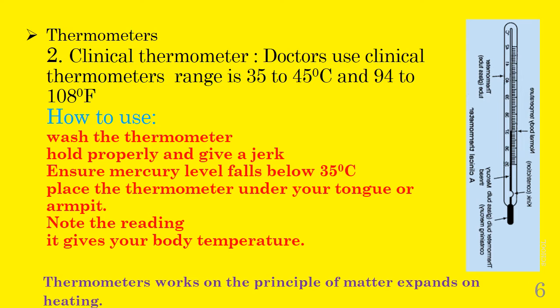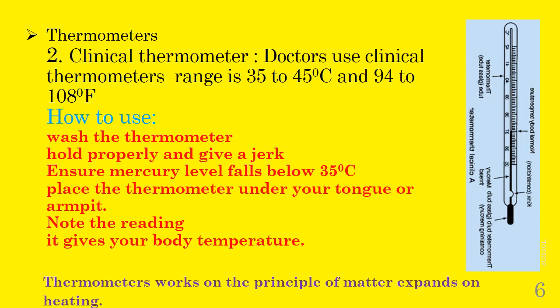Now we will go for the clinical thermometer in detail. How to use it first of all. Okay, you have learned that the clinical thermometer is used by doctors. Everybody knows it. Okay, have you gone to any hospital? Everybody might have gone to the hospital where the doctor uses the clinical thermometer. Okay, what is the range? The range of temperatures is 35 to 45 degrees Celsius or 94 to 108 degrees Fahrenheit.